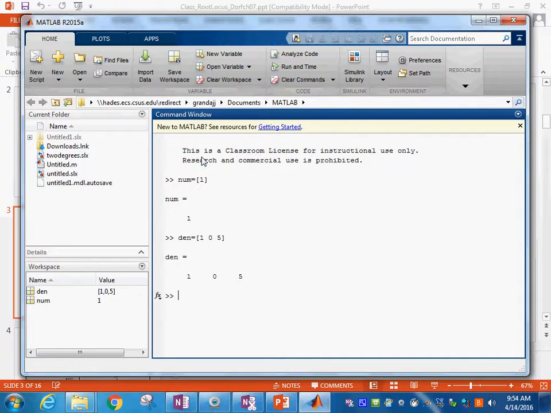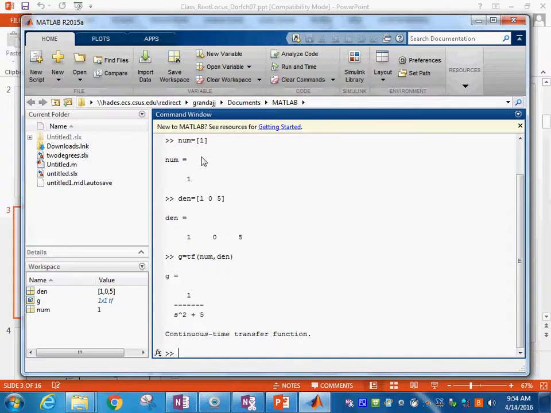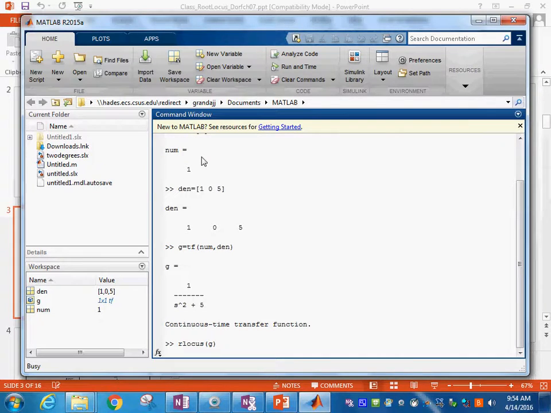So there it is. I am going to create the transfer function g is equal to the transfer function of the numerator and the denominator. There we go. So right now I have exactly what I wanted in terms of the transfer function. And I told you that, so I'm going to say rlocus, please give me the root locus plot of the transfer function g.